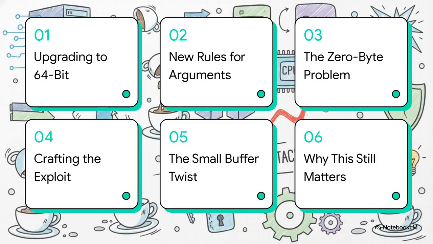So here's our roadmap for this explainer. We're going to start with what actually makes 64-bit so different. Then we'll look at how functions talk to each other now. After that, we'll tackle the single biggest hurdle. I'm talking about the 0-byte problem. Before we walk through building the actual exploit, we'll even check out an advanced twist and then wrap it all up with why this is still so relevant today.